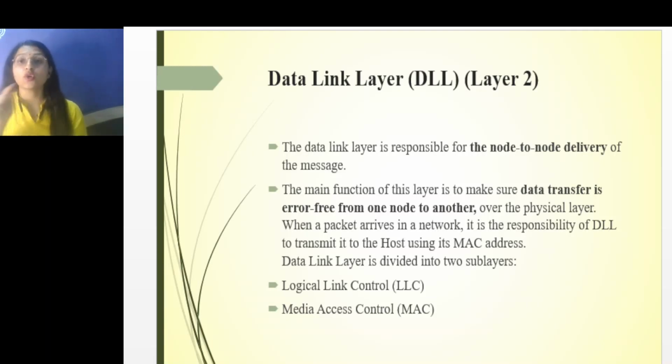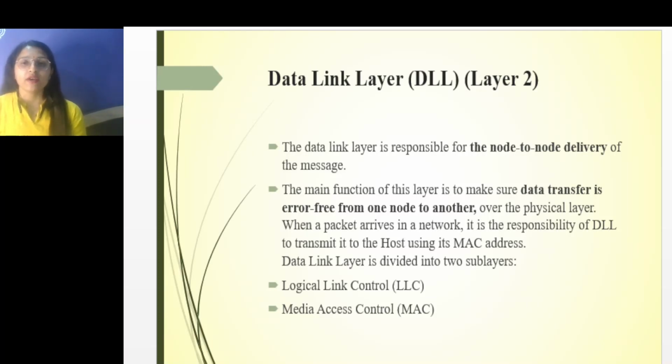The data should not be corrupted as it moves from node to node, because if the data is corrupted as it moves from node to node, ultimately the data received at the receiver end will be corrupted. So the data link layer is responsible for the correct delivery of messages from node to node. The main function of this layer is to make sure that data transfer is error free from one node to another node over the physical layer.